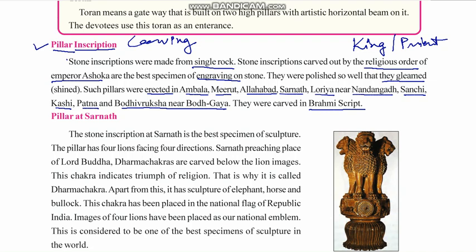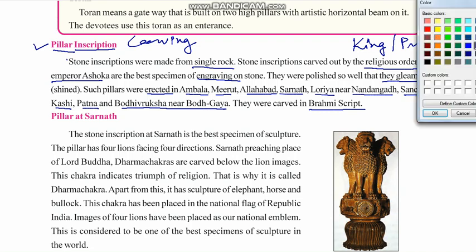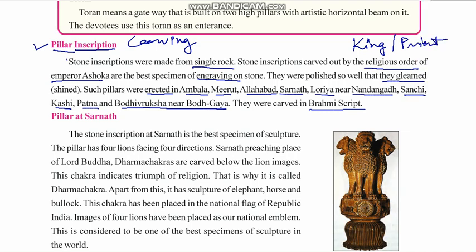Now we are going to study the pillar at Sarnath. The stone inscription at Sarnath is one of the best specimens of sculpture. The pillar has 4 lions. This particular image might be very well known to you, right? 4 lions facing 4 directions. Sarnath was the preaching place of Lord Buddha, the place from where Lord Buddha preached. Preach means to give religious knowledge to someone.